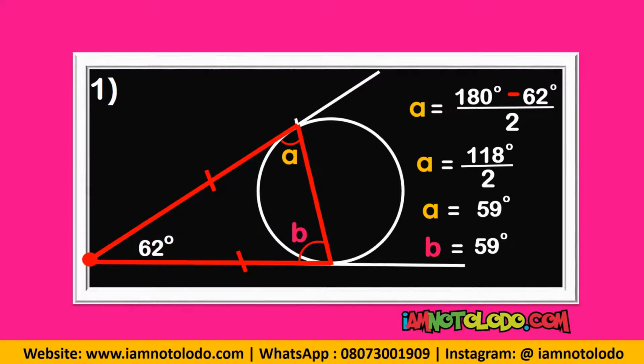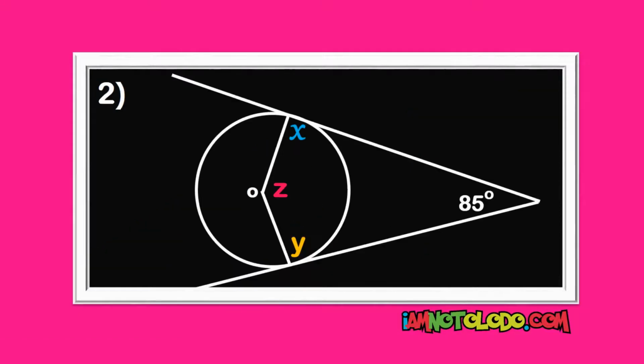Did you get it right? Good. Let's solve the second question. If you look at this diagram very well, you will see that there is a small line. The radius is touching the tangent, so this side is 90 degrees. X equals 90 degrees. The same thing applies to here. The radius is touching the tangent, so y equals 90 degrees.